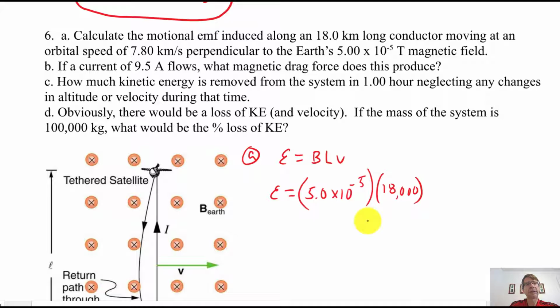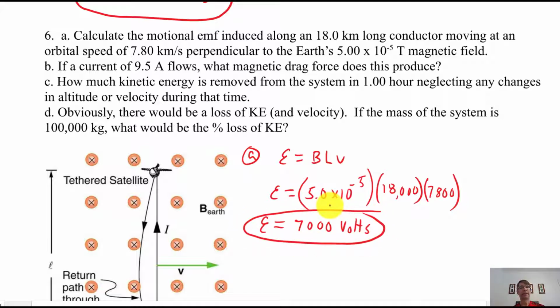And times the velocity. That's 7,800. So 7.8 kilometers. Once again, kilo is 3 zeros or 3 decimal places. So the 18 kilometers turns into 18,000 meters, and the 7.8 kilometers turns into 7,800 meters per second. So that's just a substitution. That comes out to be about 7,000 volts. That's a lot of voltage.